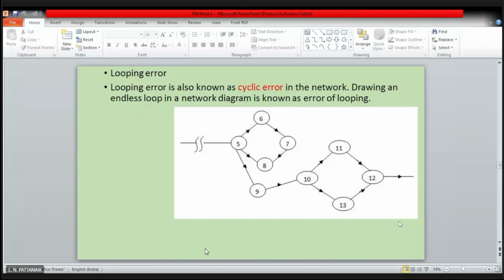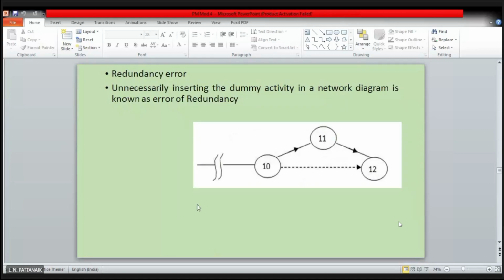Looping error is also known as cyclic error in the network, drawing an endless loop in the net. This is something like an endless loop. Drawing an endless loop in a network diagram is known as error of looping. Okay, so these are some of the errors that are likely to happen.